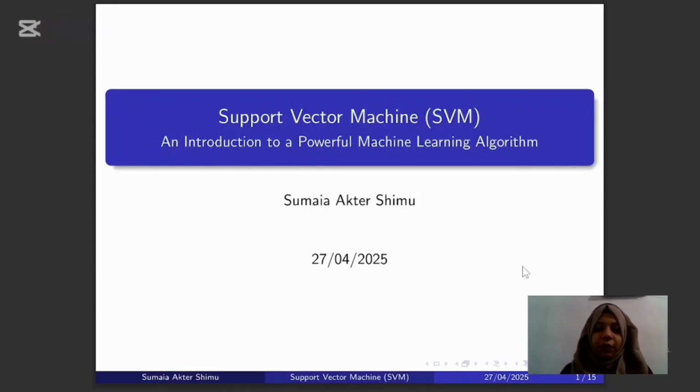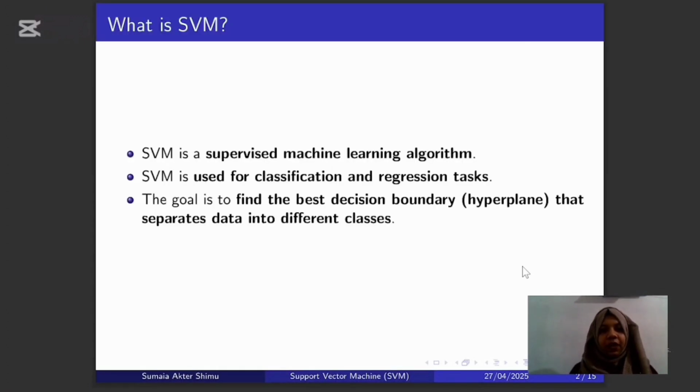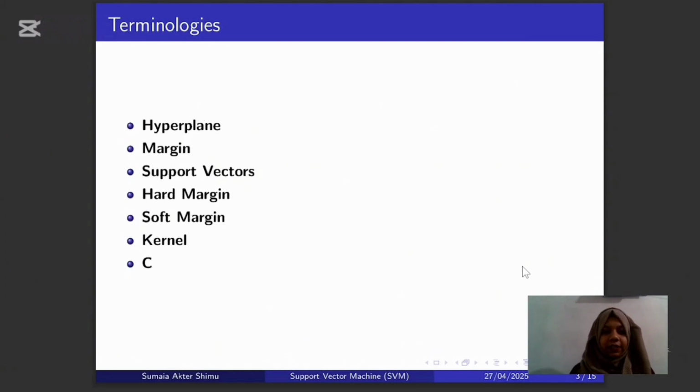Today I am going to talk about support vector machine, also abbreviated as SVM, a powerful machine learning algorithm. So what is SVM? SVM is a supervised machine learning algorithm. It is used for both classification and regression tasks. The key idea behind SVM is to find the best decision boundary, also known as hyperplane, that separates data into different classes. Let's dive into some terminologies that you will encounter while working with SVM.